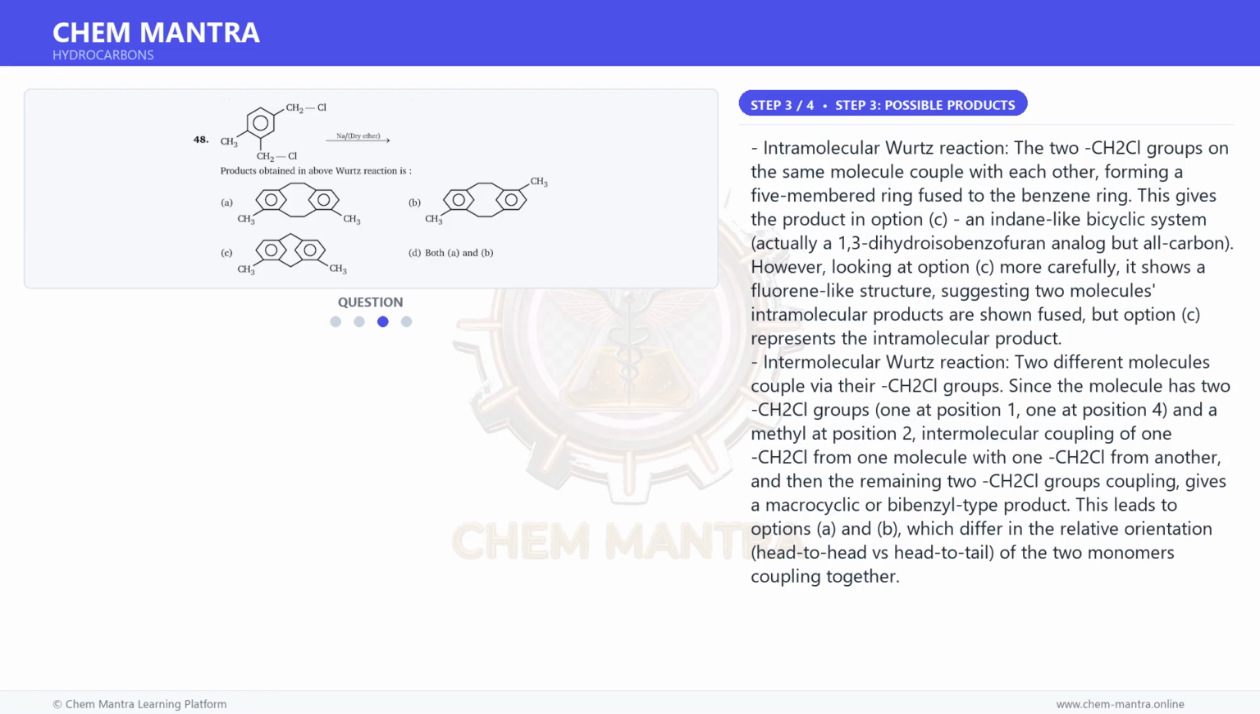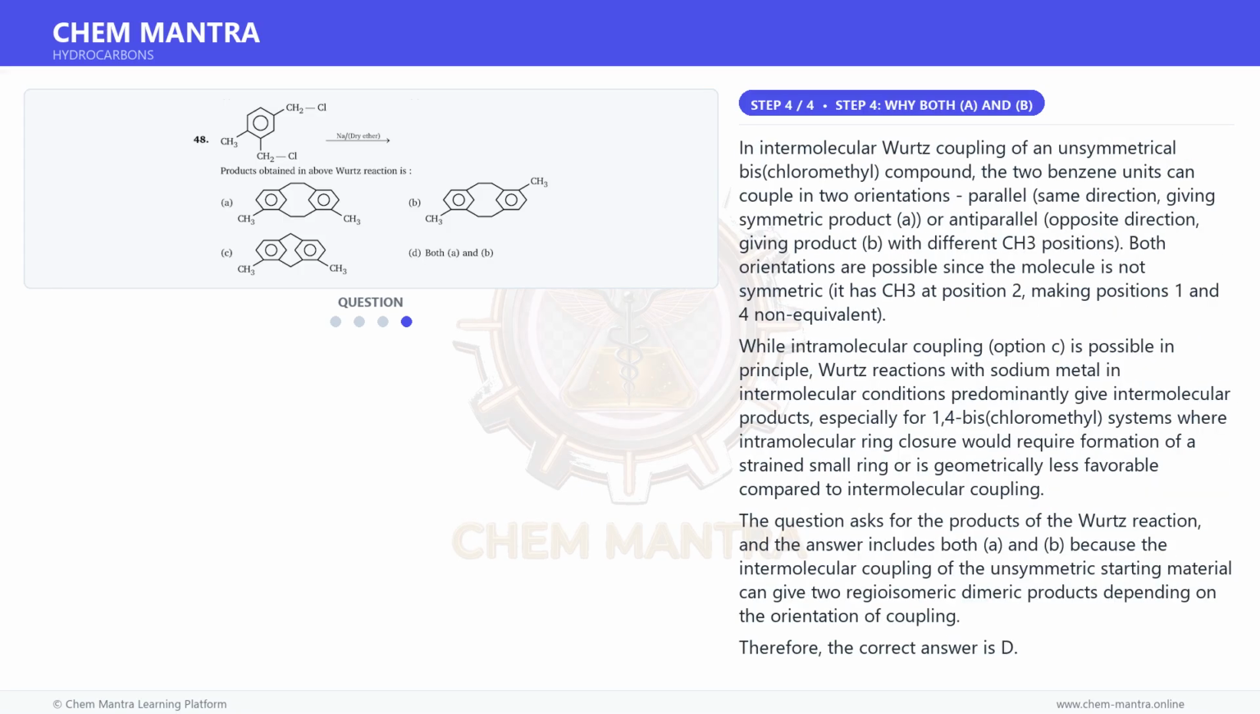Intermolecular Wurtz reaction. Two different molecules couple via their CH2Cl groups. Since the molecule has two CH2Cl groups, one at position 1, one at position 4, and a methyl at position 2, intermolecular coupling of one CH2Cl from one molecule with one CH2Cl from another, and then the remaining two CH2Cl groups coupling, gives a macrocyclic or bibenzyl type product. This leads to options A and B, which differ in the relative orientation, head-to-head versus head-to-tail, of the two monomers coupling together. And for the final step.